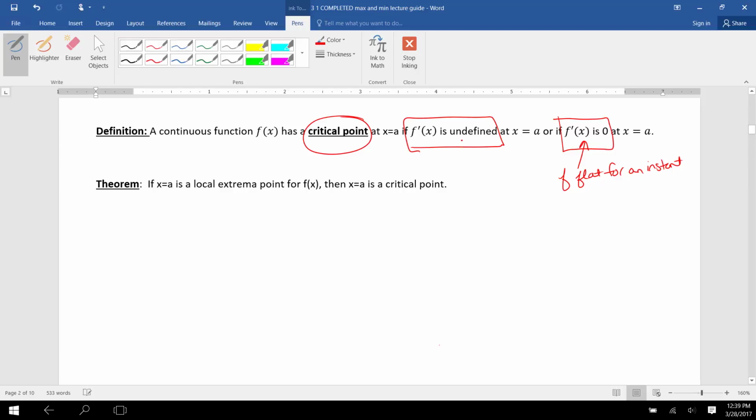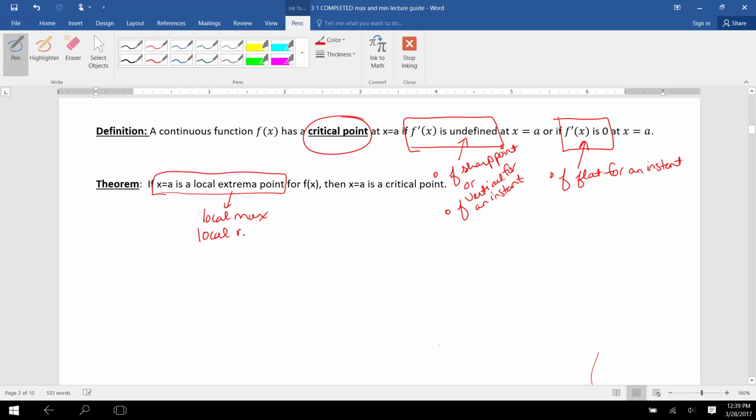And if f prime is undefined, we're going to draw that in a minute, but it could be the case that you have a sharp point on f, or it could be the case that f is vertical for just an instant. We don't see that too much in this class, but we will look at a couple examples like that. So our first theorem here is if x equals a is a local extrema point, the very, very highest, the very, very lowest, so a local max or a local min.